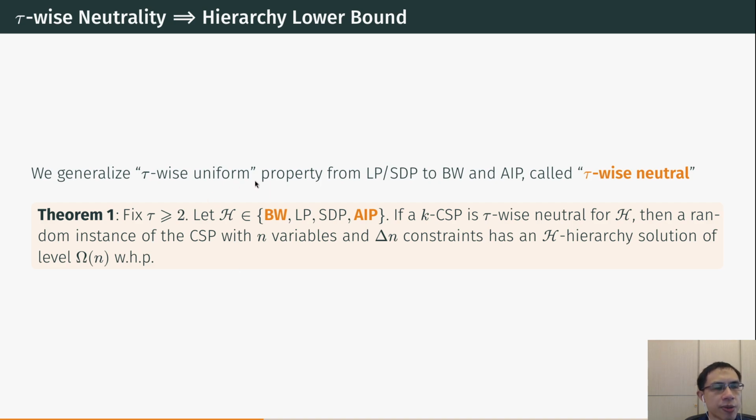Inspired by the tilewise uniform property, we generalize it to other hierarchies, bounded width and AIP, and we call the property tilewise neutral. We show that if a CSP is tilewise neutral for a hierarchy, then random instances have a linear level lower bound. This is already known for LP and SDP, but is new for AIP. This is the first linear level lower bound for AIP, as well as the first average case lower bound. For bounded width, we improve the dependency on delta for some CSPs.